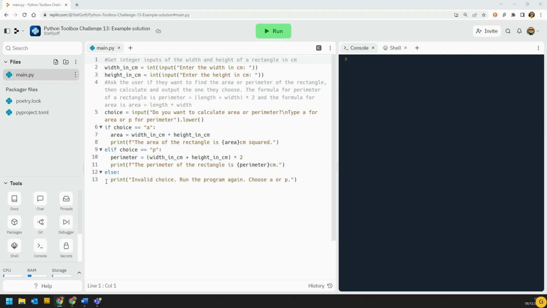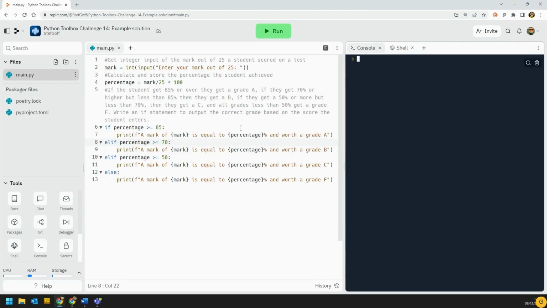Now, in this one, I've used the else condition to say invalid choice in case they chose something that isn't A or P. We'll start talking more and more about how to make sure your program keeps running when the user does something unexpected as we get further into these programming challenges. Okay, that's that one done. Hopefully you've got no problems there, and it's on to have a look at challenge 14.